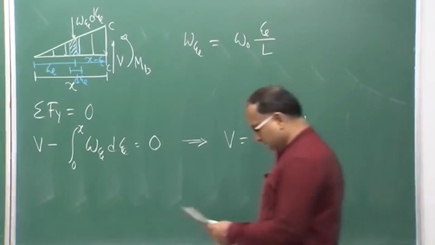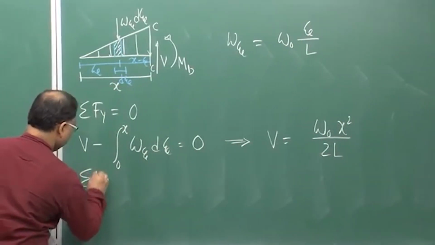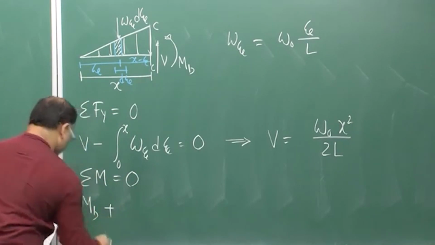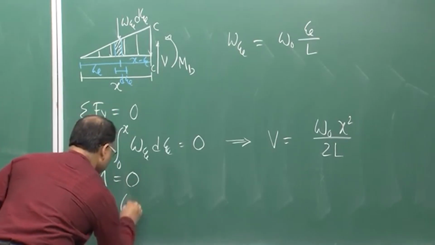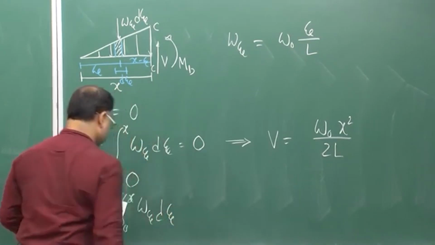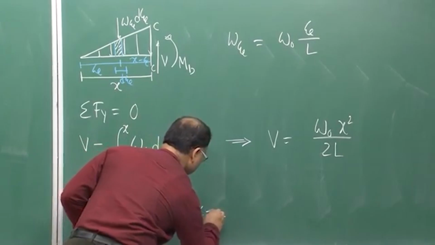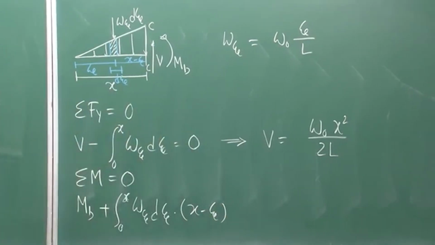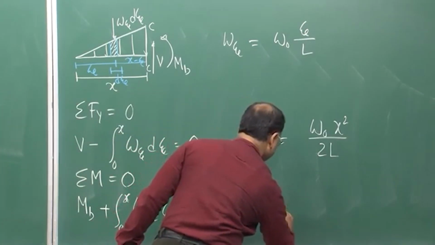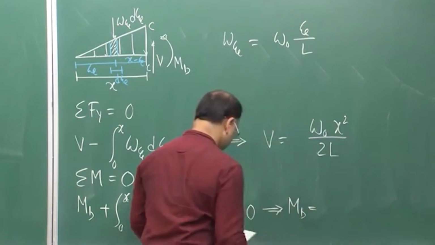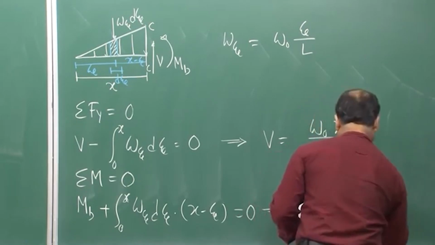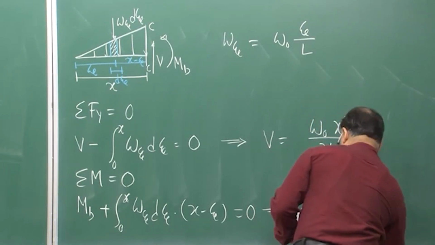Similarly, if I consider the moment equilibrium, I will get MB plus the integral from 0 to x of W xi d xi into (x minus xi), which is equal to 0. So, from there I will get MB equal to minus W naught x cube by 6 L.